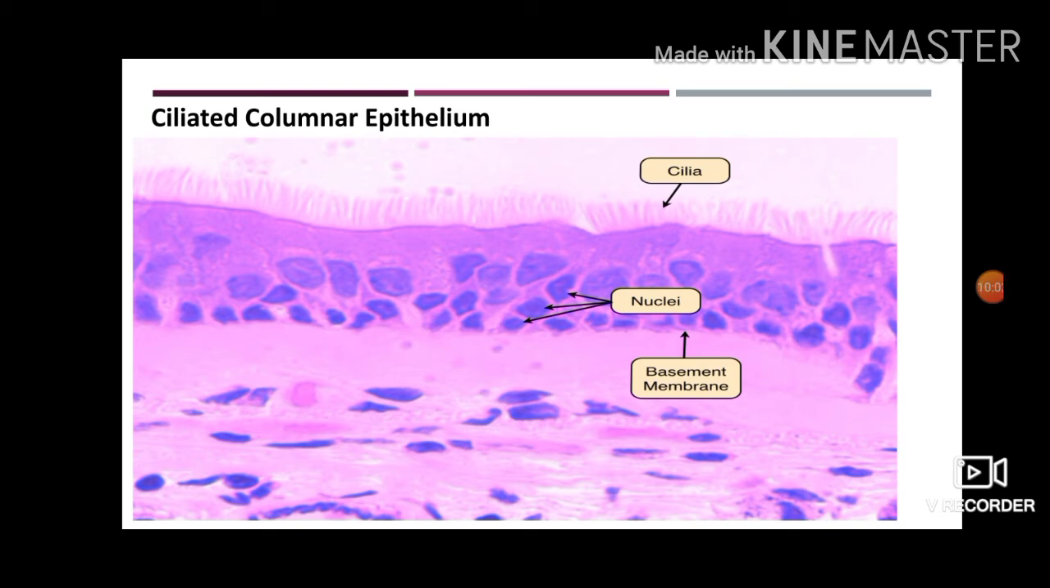You can observe cilia here on the top surface. As this columnar epithelium has cilia present on it, it is called ciliated. Now what are cilia? They are long extensions, or we can say hair-like structures or microtubules, present on the upper part of the cells. That is why they are called ciliated columnar epithelium.